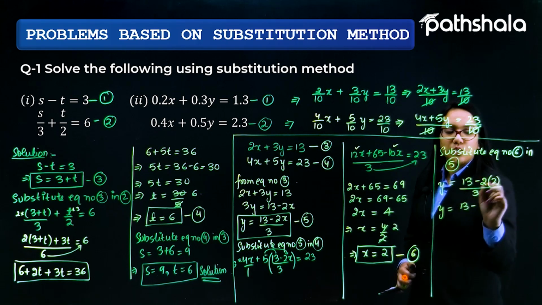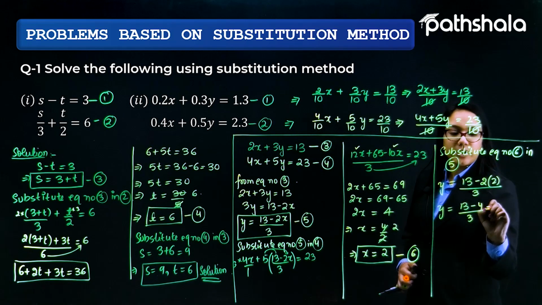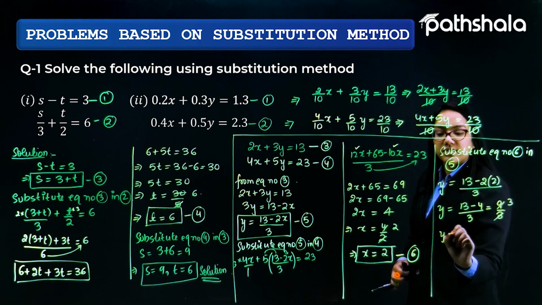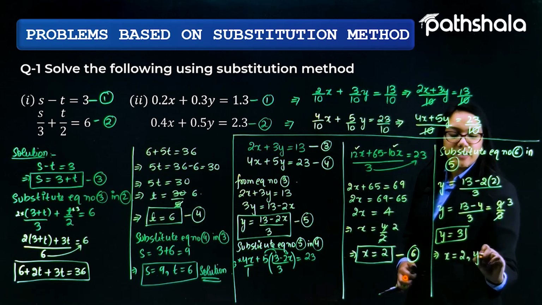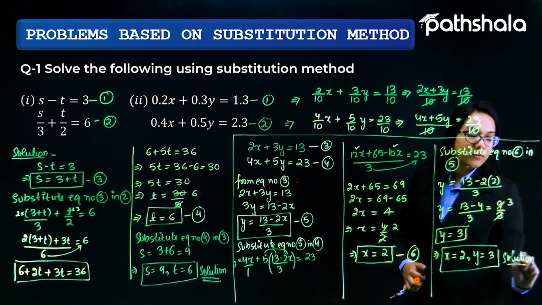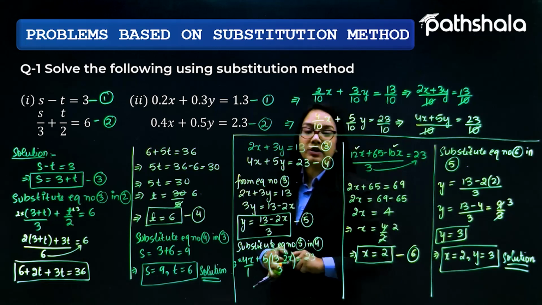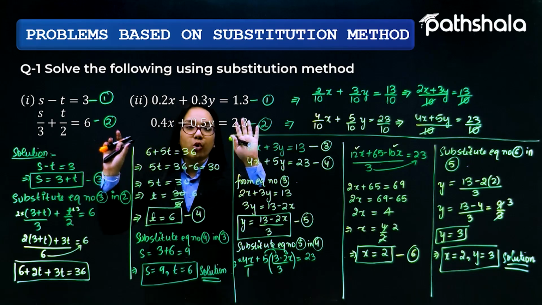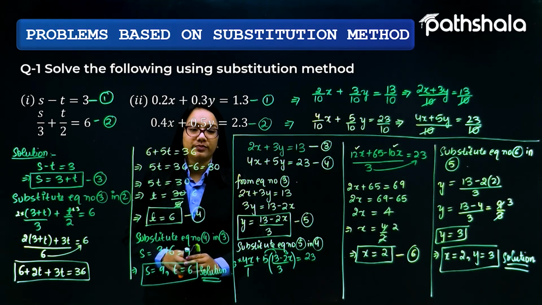So it is 13 minus 2 into 2, which is 4, divided by 3. So this is 9 by 3, because 13 minus 4 is 9. So 3 into 3 is 9, meaning y is coming out to be equal to 3. So at the end, x is equal to 2 and y is equal to 3 is the solution for the given pair of linear equations through the substitution method. I hope the solution of both these parts using the substitution method is all clear to you.